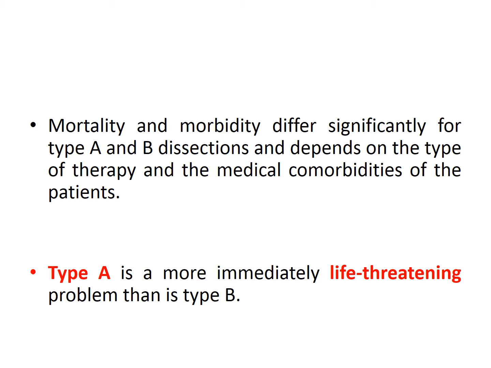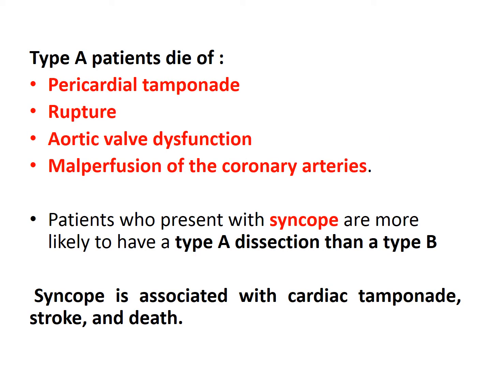Mortality and morbidity differ significantly between type A and type B dissection, and they depend on the type of therapy and the medical comorbidities of the patient. But to know, type A is a more immediately life-threatening problem than type B dissection. Type A aortic dissection patients may die from pericardial tamponade due to hemopericardium. They may present with severe hypotension, or they may end with cardiac arrest, or rupture of the aneurysm itself and aortic valve dysfunction.